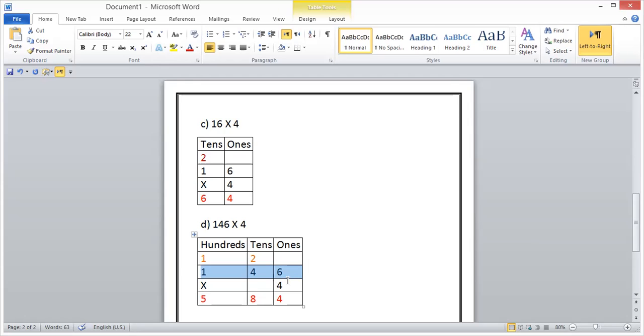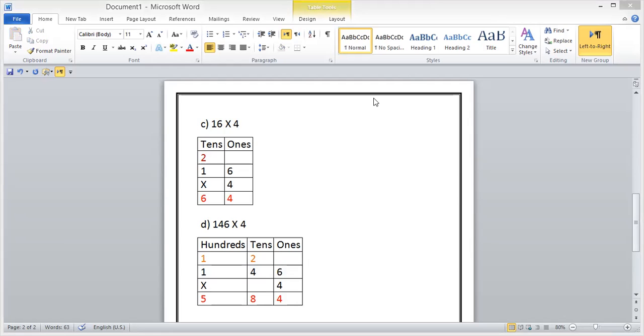So 4 by 6, 24, 4 here, 2 here. Then 4 by 4, 16. Multiply this 4 by this 4 and get the answer 16. So 4 multiplied by 4 tens equals 16 tens. In 16 tens, you will add 2 tens and that will be 18 tens. 18 is also 2 digits, 8 right here, 100 given to the hundreds. Now 4 multiplied by 1 is 4 and 4 multiplied by 100 equals 400. So 400 plus 100 equals 500. In that way, you will find your answer. That will be 584. Clear, guys?